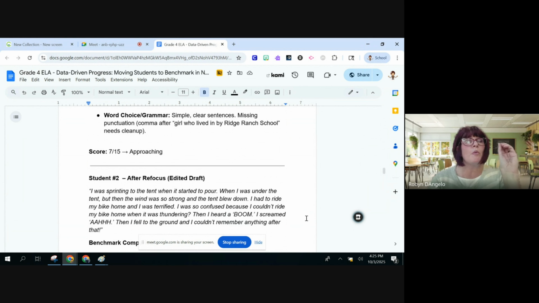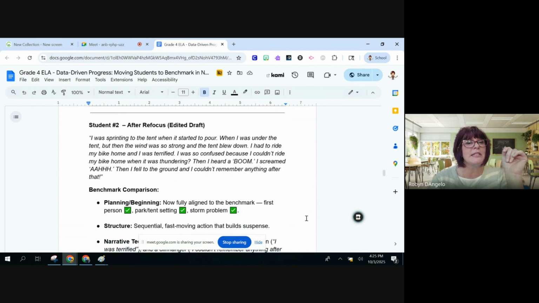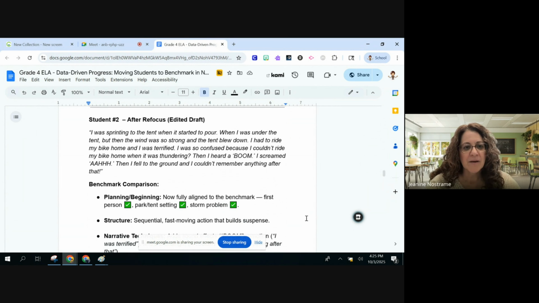So I said, okay, but where do we need to go now? This was after refocusing. I was sprinting to the tent when it started to pour, when I was under the tent, but then the wind was so strong the tent blew down. I had to ride my bike home, and I was terrified. I was so confused because I couldn't ride my bike when it was thundering. Then I heard a boom. I screamed, ah! Then I fell to the ground, and I couldn't remember anything after that.